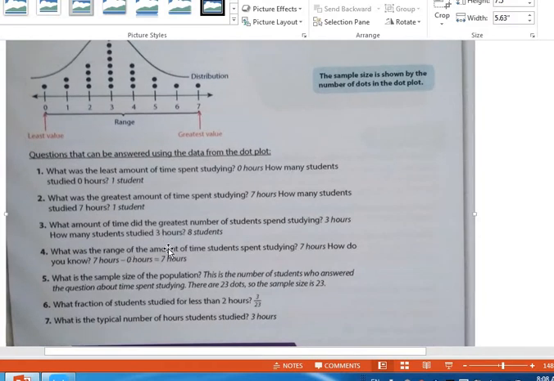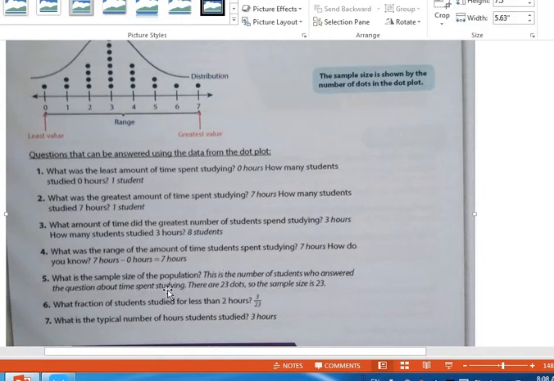So what was the range of the amount of time students spent studying? 7 hours. Why do I say 7 hours? How can I know the range? 7 hours minus 0 equals 7 hours. Greatest value, as I told you before, minus the least value. 7 minus 0 will give me 7 hours.